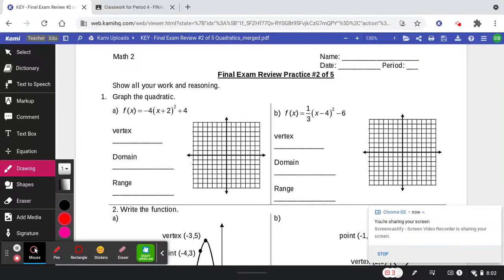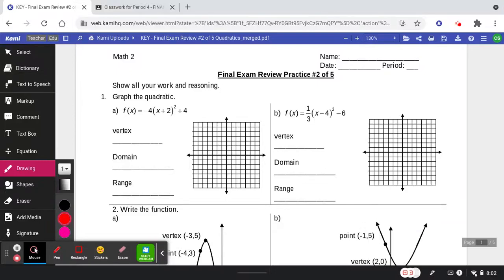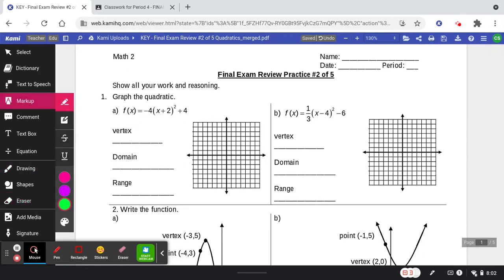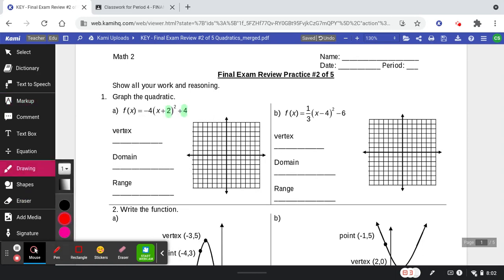All right, on this first page of the review, we're going to be practicing graphing quadratics and what that entails. If you take a peek at this form that's given to us, it's given in vertex form of the parabola. Right when we look at this, we're able to identify the critical point of the vertex right here and right here. Remember that if it has an x plus 2, it actually means that the vertex is going to start out with a negative 2.